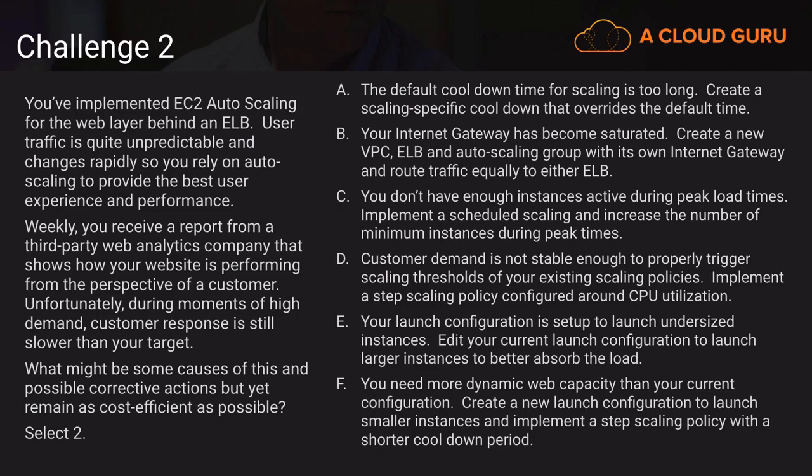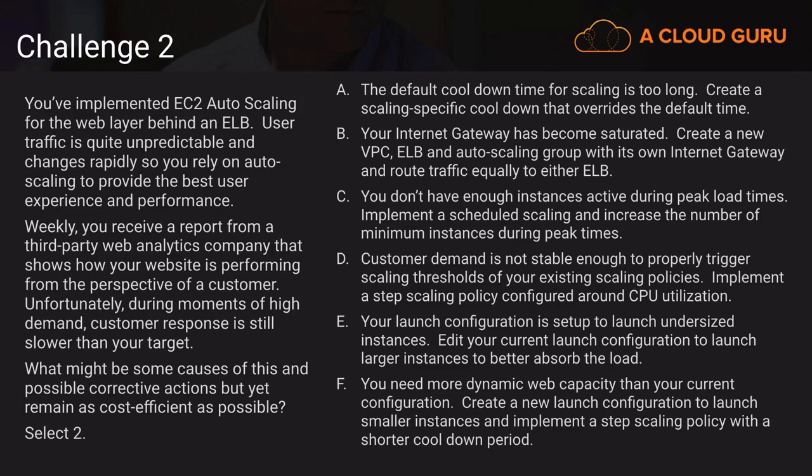Option E says our launch configuration is set up to launch undersized instances. We should edit our current launch configuration to launch larger instances. Well, the problem is that once you create a launch configuration, you can't edit it after it's been created. And I think AWS does this so it doesn't have to worry about validity dates of when certain launch configurations got changed or versioned. So right now they force you to create a new launch configuration and assign that new launch configuration to that ELB. Now if we change this to say we would create a new launch configuration, this would be a good suggestion.